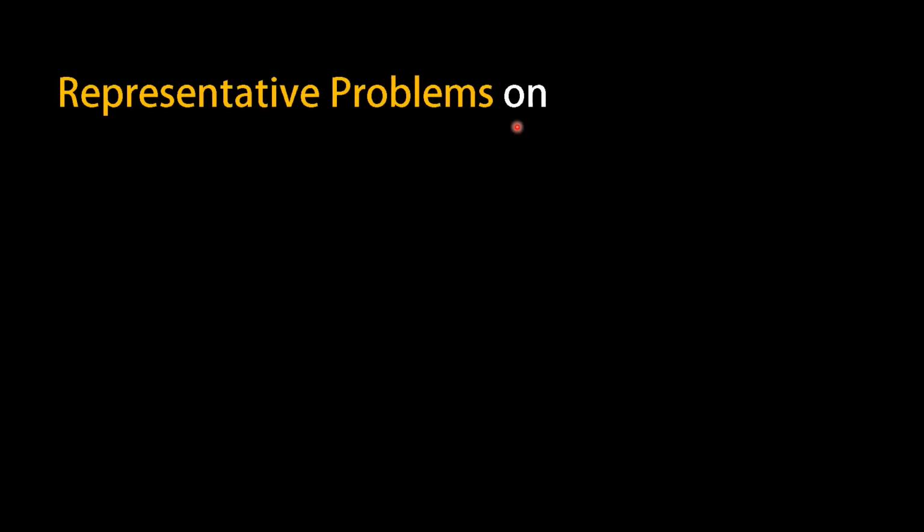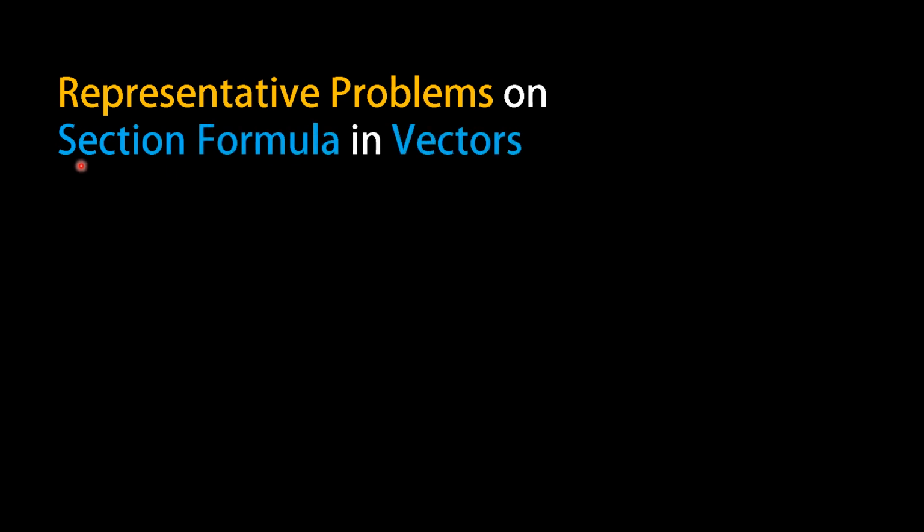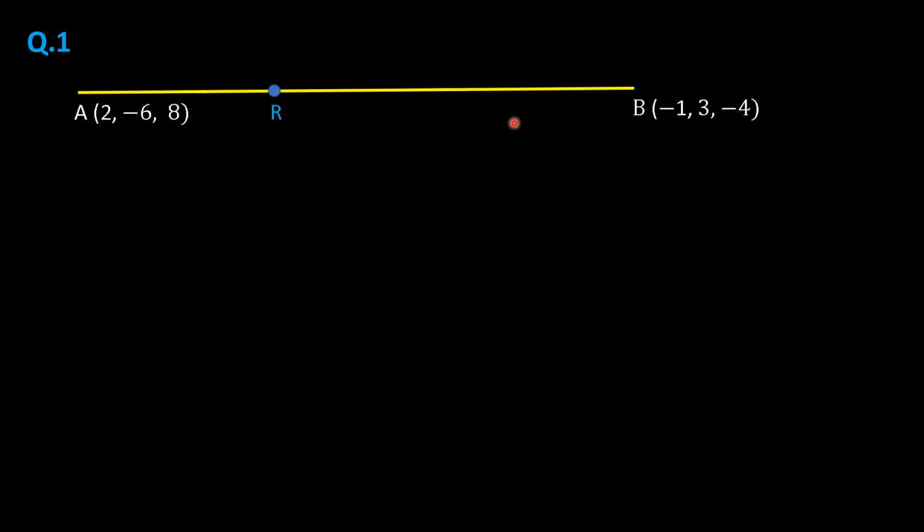In this video, we will discuss some representative problems based on section formula in vectors. Suppose point R lies on segment AB and divides segment AB internally in the ratio 1:3. We have to find the coordinates of point R, x, y, and z.